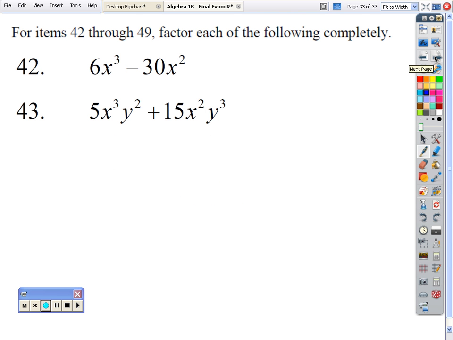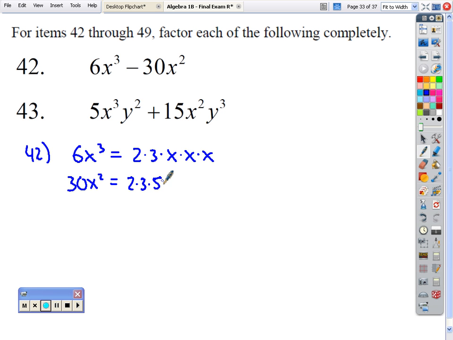Okay. Now 42 and 43 we're going to factor, but they're a little bit different in that you're factoring by using what's called the greatest common factor. Okay, so 42, what I'm going to do is I'm going to write out all the factors of these numbers. So 6 is 2 times 3. The next to the third is x times x times x. Okay, and then I'm going to do the same thing on 30x squared. 30 is 5 times 6, which is really 2 times 3 times 5, with 2 x's.